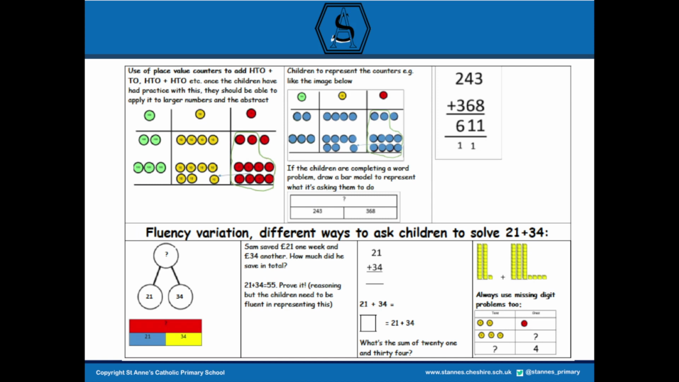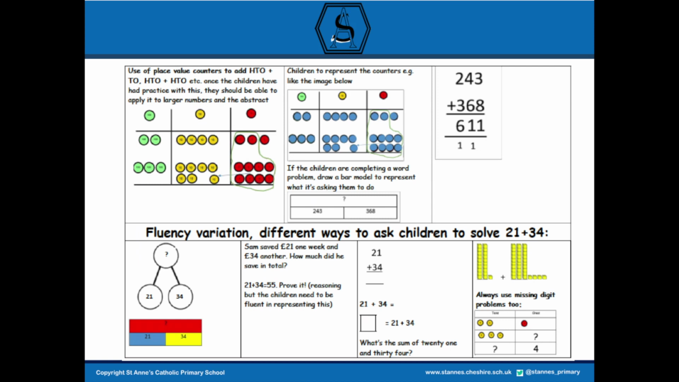So the example here is 243 plus 368. You can see how that's made in the concrete. 200s, 4 10s, 3 1s, plus 300s, 6 10s and 8 1s. Now we always start with the 1s, so we're adding the 1s first. There's 10 ones which we need to regroup into an extra 10, which we move into the tens column. And we regroup 10 tens to make 100, which is then put into the hundreds column.